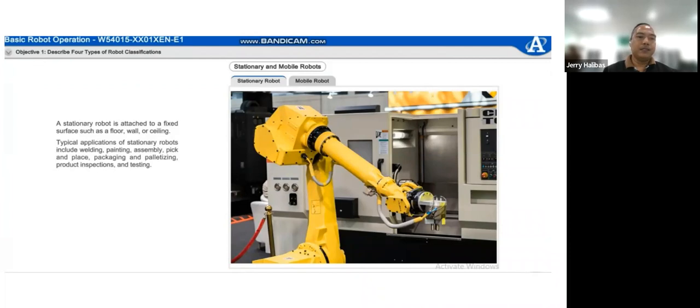The typical applications of stationary robots are common ones such as welding, painting, assembly, pick and place, packaging, palletizing, and product inspection. Inspection may be simple, depending on the machine vision capability and testing and so on.